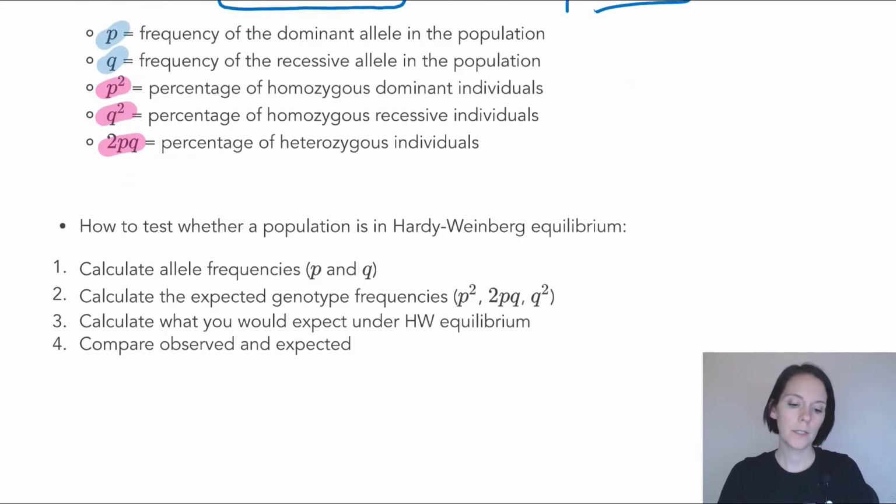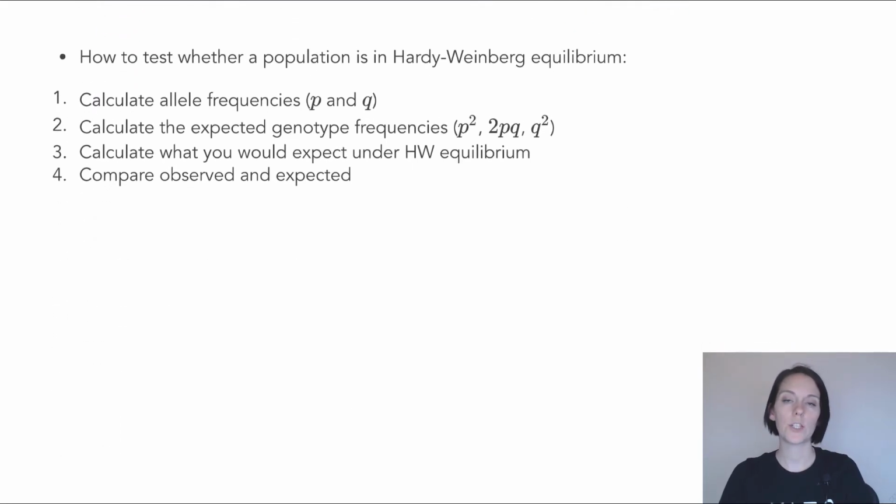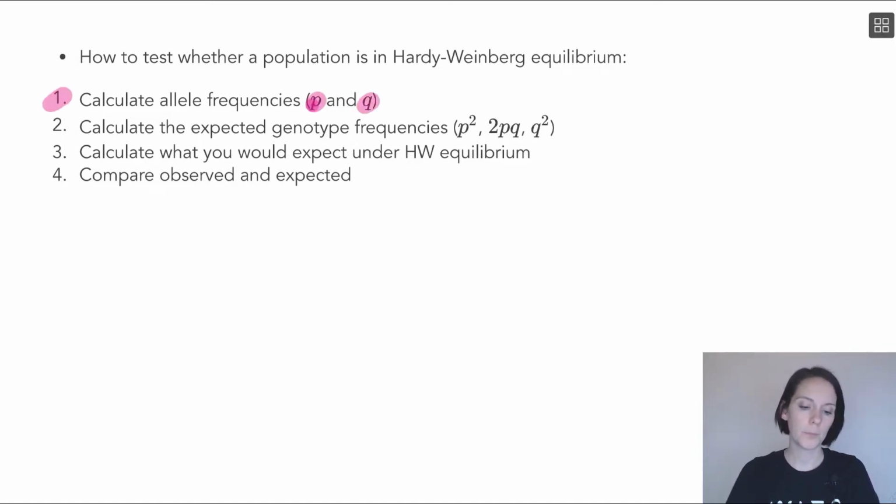Okay, so how do we test whether a population is in Hardy-Weinberg equilibrium, which is basically testing whether or not the population is evolving? There are 4 steps to follow when you encounter a question like this. The first step is to calculate the allele frequencies, p and q. The second step is to calculate the expected genotype frequencies based on those allele frequencies, so our p squared, our 2pq, and our q squared.